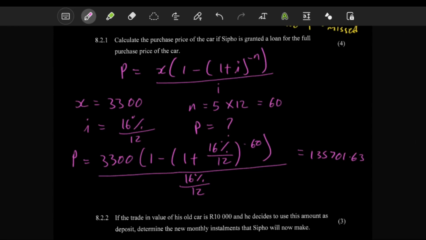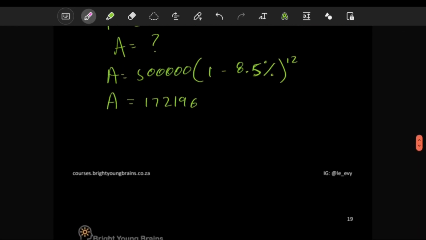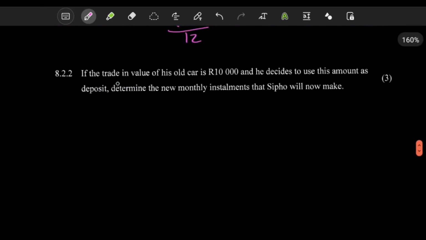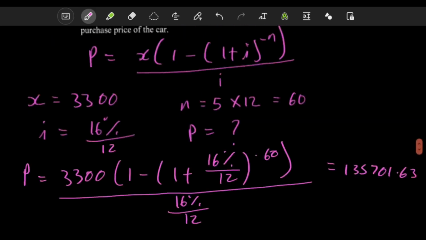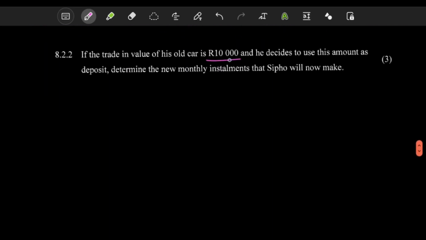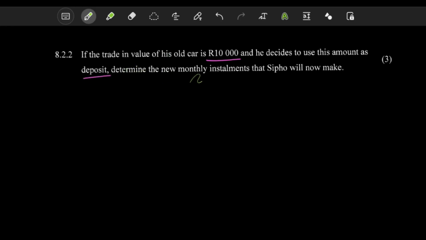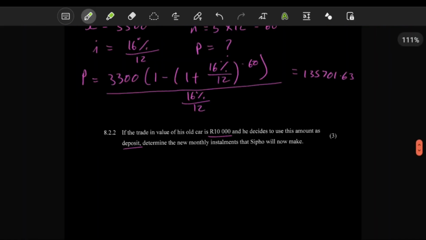They didn't say to the nearest rand here, so you can put it to 2 decimal places. This one, did I put to nearest rand? Yes, I did. Anyways, 8.2.2 says if the trade in value of his old car is 10,000 rand, so him buying this new car, he's trading in his old car for 10,000 rand, and he decides to use this amount as the deposit. What a ripoff. Then determine the new monthly installments that Sipo will now make. Well, this is quite an interesting question.